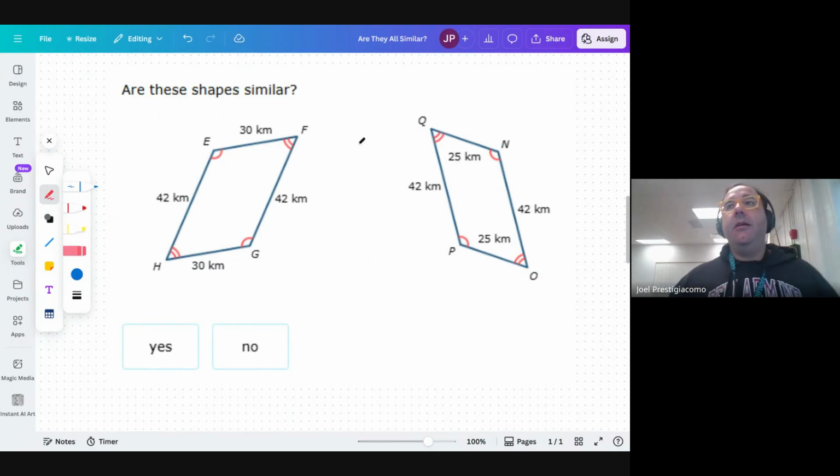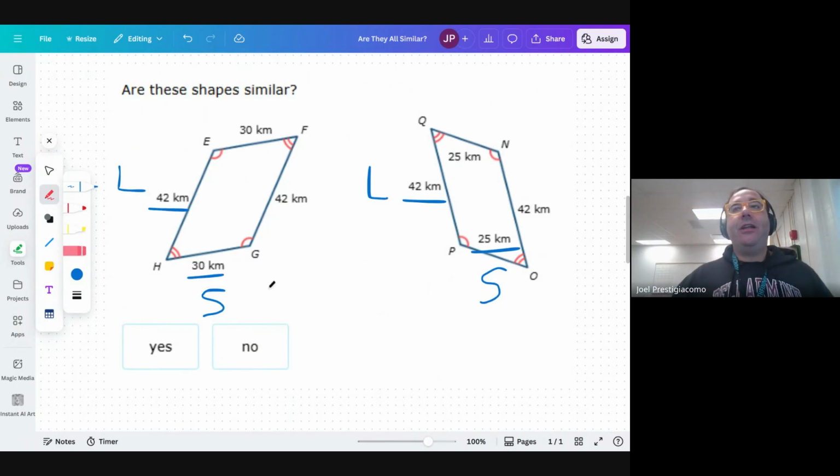Now, when we look at the side lengths, there needs to be a constant ratio of the sides that work together. Now, you may remember that all triangles with their angles all equal to each other are all similar, but that's where it stops. Quadrilaterals don't have that property, only triangles. So if we look here, we've got our short sides and long sides. I would say the long side here is 42, the short side here is 30. If we look over on the other side, we have a long side of 42 and a short side of 25, right? So this is not working.